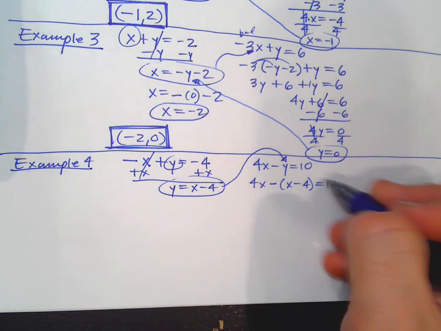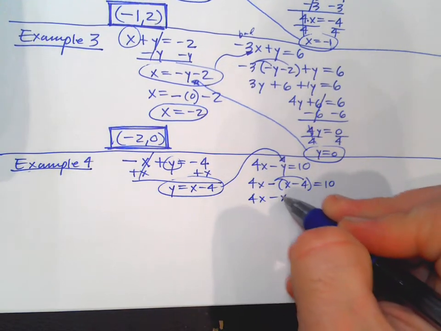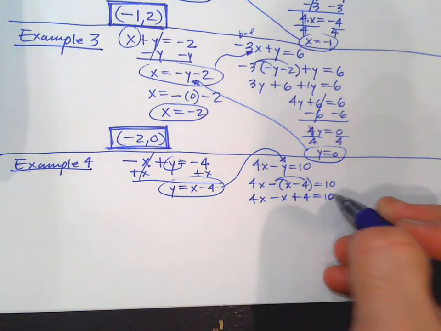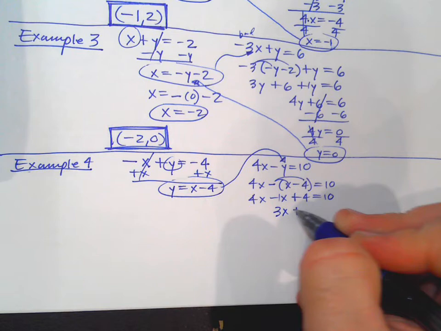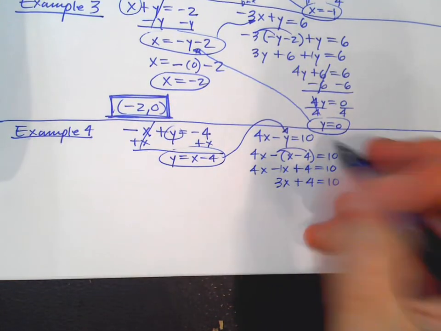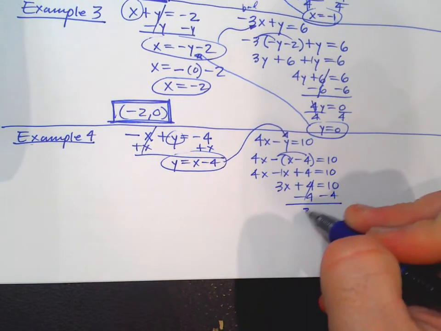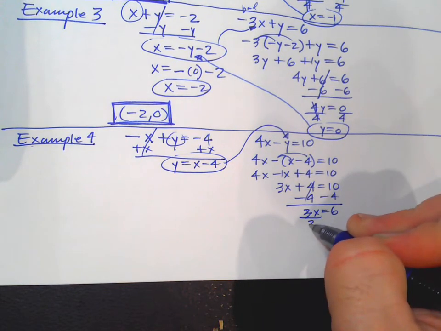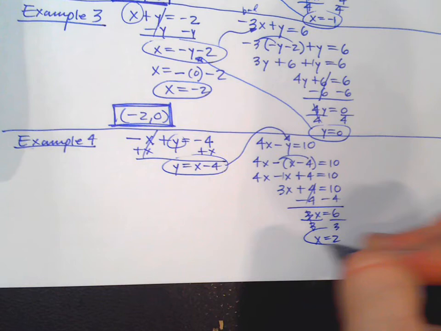Now, I'm going to start working on this. So I got to distribute this negative to get rid of those parentheses. Minus x plus 4. Minus is a positive. Okay, 4x minus 1x is 3x. Get rid of addition and subtraction first. Then get rid of multiplication and division. Divide both sides by 3 to get rid of the times 3. And we get x equals 2.